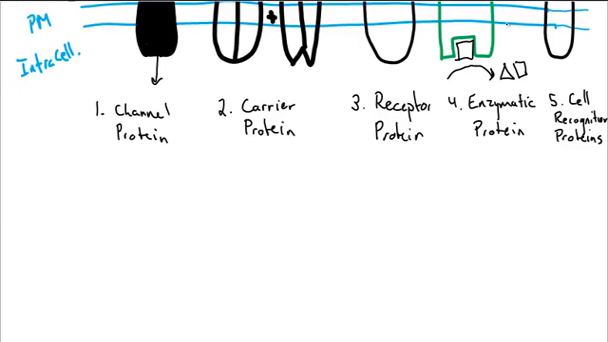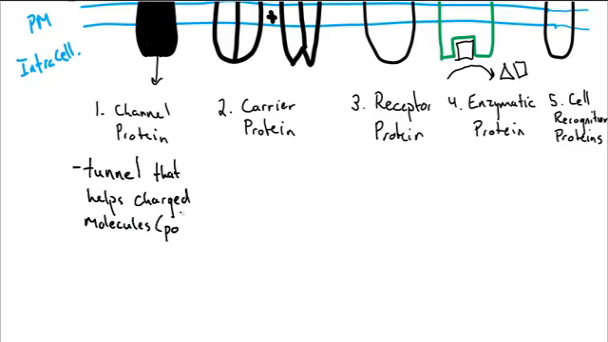Let's talk about what these things do. The first is your channel protein. It has a hollow channel through the middle. It's a tunnel, like the tunnel that goes under the English Channel. That's how I remember it. The channel tunnel helps charged molecules, things that are charged or ions, pass through a membrane.